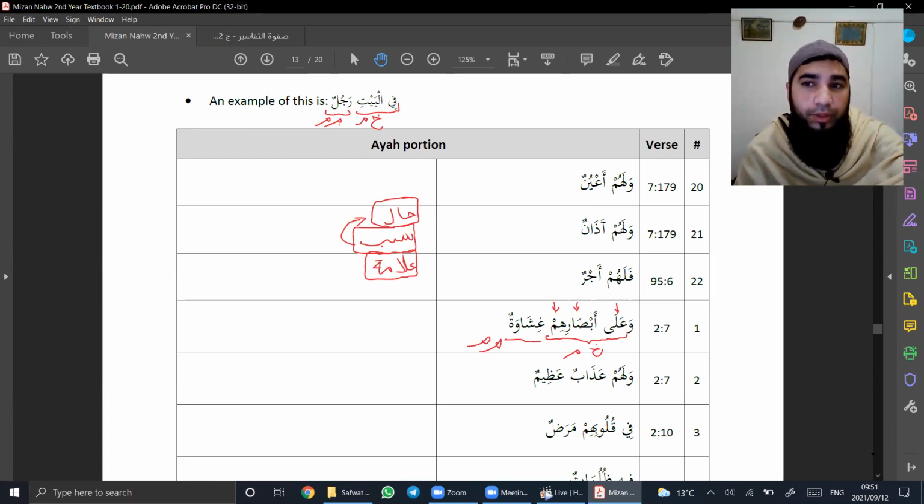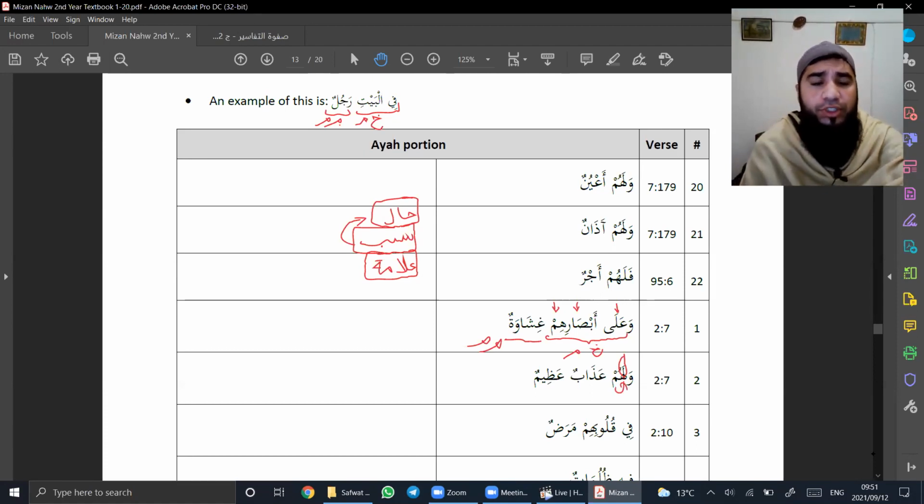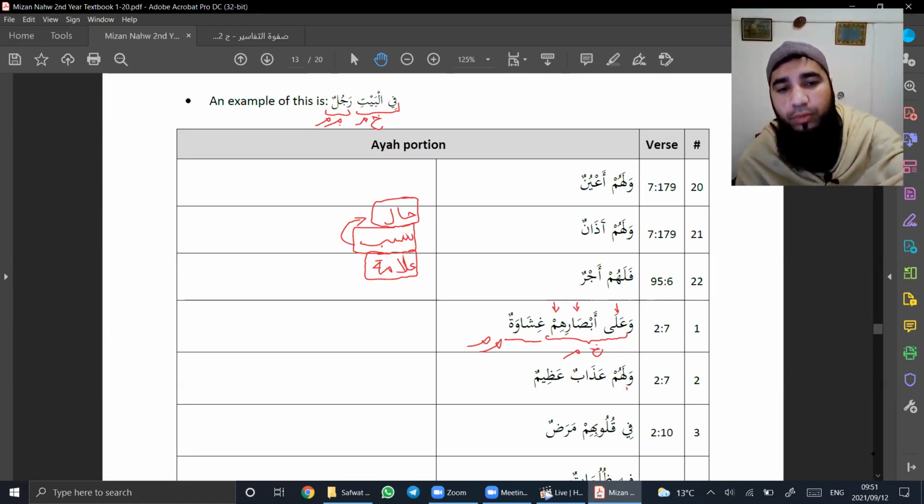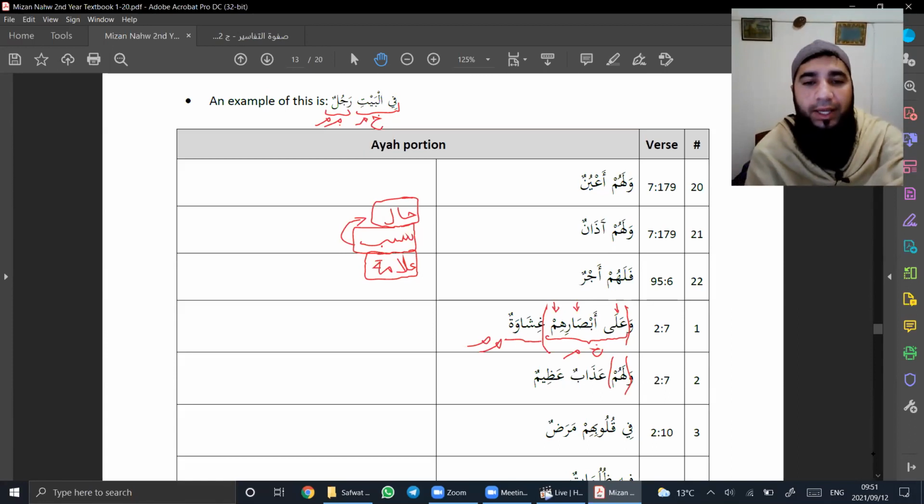Let's do the next one, number two: wa lahum azabun azim. We have the wow, just a harf at the beginning. I have my harful jar, lam, and then the hum, which is a dhamir attached to that harful jar. So this whole thing, the lahum, is essentially my complete harful jar and ism majrur, as in the previous case the complete harful jar and ism majrur was wa ala absarihim. So what's my mubtada here? And for them is a great punishment.